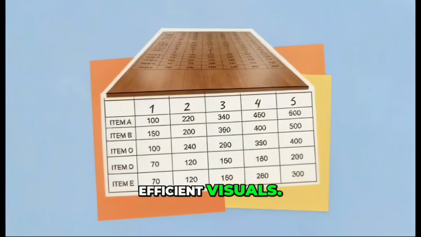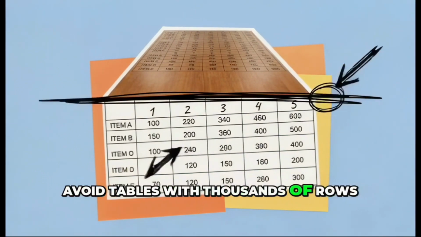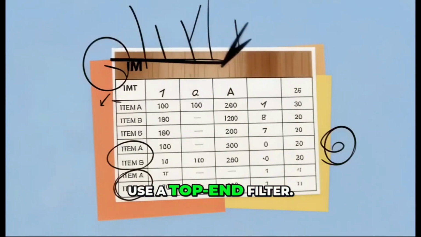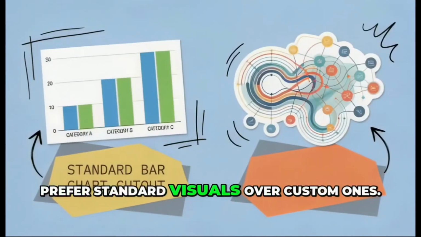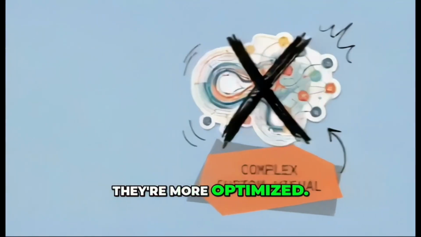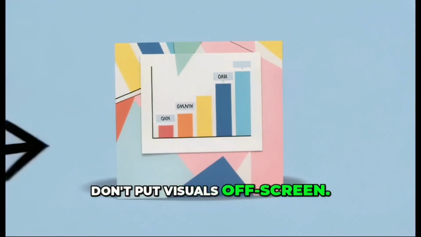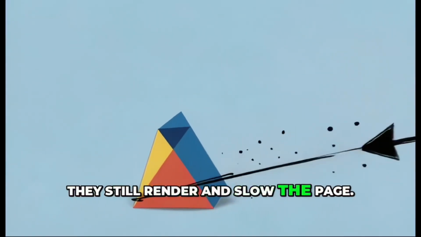Efficient visuals. Avoid tables with thousands of rows rendered on screen. Use a top-N filter. Prefer standard visuals over custom ones. They're more optimized. Don't put visuals off screen. They still render and slow the page.